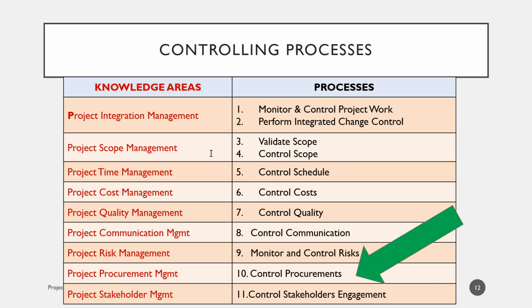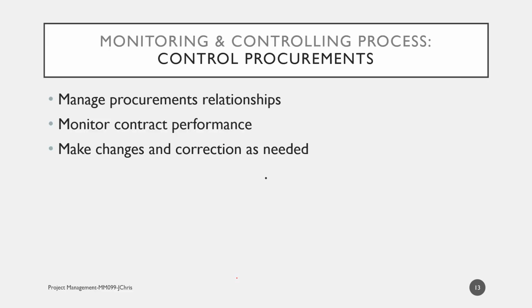Now, for part 2 of the controlling process group, the project procurement management has one process, control procurement. Control procurement means we must manage procurement relationships, we must monitor contract performance, we must make changes and corrections as needed.